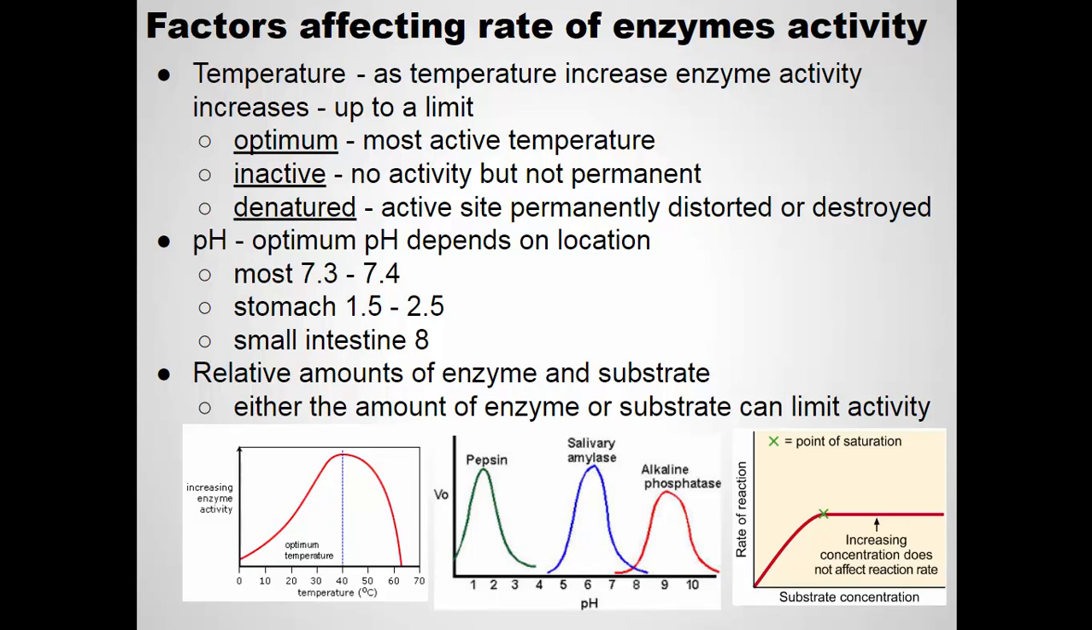Salivary amylase is found in the mouth, which has a relatively neutral pH. Alkaline phosphatase is found in the small intestine, which is slightly basic. And again, if we look at its optimum pH, it's a slightly basic pH. And so if we change the pH lower or higher than the optimum, that also affects the enzyme activity.